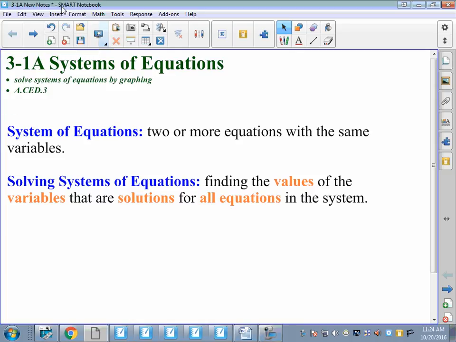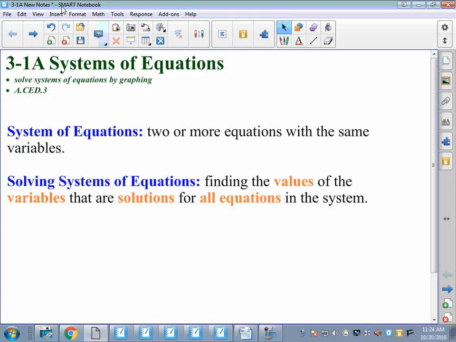These are your 3-1A notes, systems of equations. Systems of equations are two or more equations with the same variables. And when you solve a system of equations, you're finding the values of the variables that are solutions for all the equations in the system.